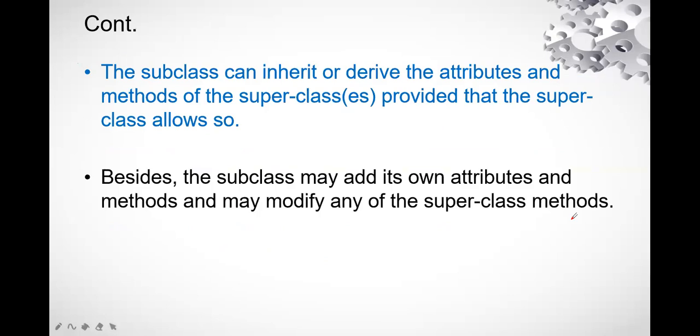That means it is not necessary that these two classes will have all the attributes common. No, the subclass or the child class can have new properties, new attributes of its own, which can modify the superclass methods. So what is this?